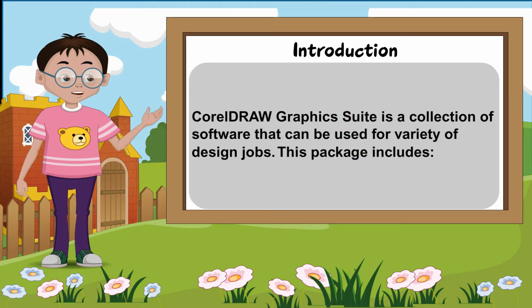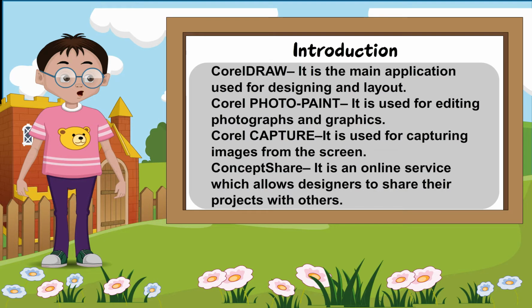Introduction. CorelDRAW Graphic Suite is a collection of software that can be used for a variety of design jobs. This package includes CorelDRAW. It is the main application used for designing and layout. Corel Photo Paint. It is used for editing photographs and graphics. Corel Capture. It is used for capturing images from the screen. Conceptual. It is an online service which allows designers to share their projects with others.